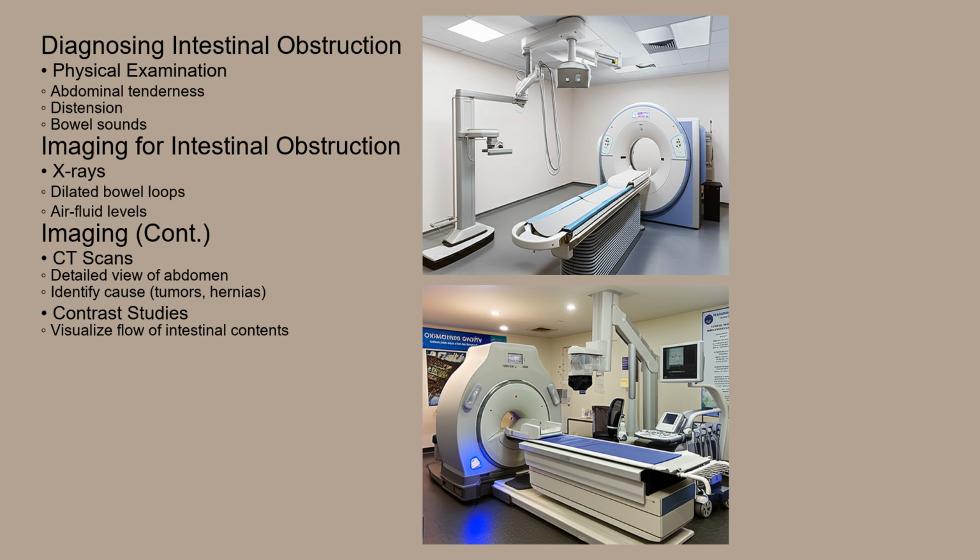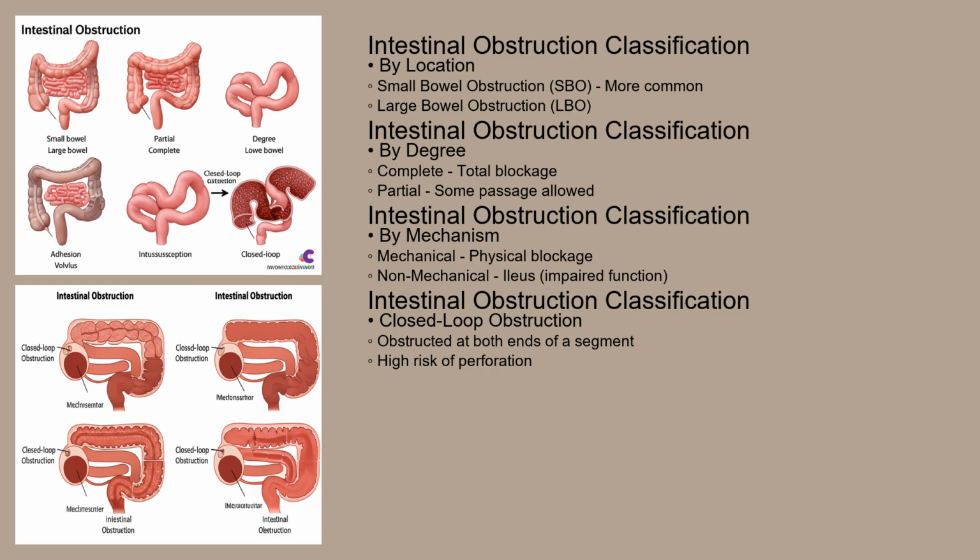CT scans are often used to provide a more detailed view of the abdomen, allowing for better visualization of the obstruction and identification of underlying causes such as tumors or hernias. In some cases, contrast studies, where a contrast agent is swallowed or administered rectally, may be used to visualize the flow of intestinal contents. Intestinal obstructions can be classified based on several factors.